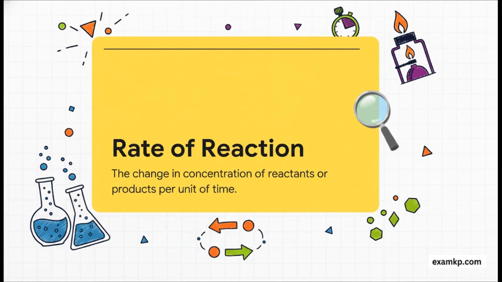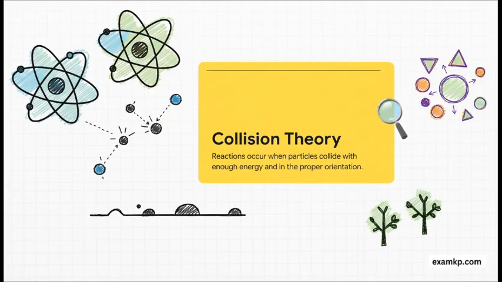But why do rates change? The big idea behind it all is something called collision theory, and it's actually pretty simple. For molecules to react, they have to physically smash into each other. But here's the catch. Not just any old bump will do. It's got to be a successful collision. That means they have to hit each other with enough energy, we call that the activation energy, and in just the right position.